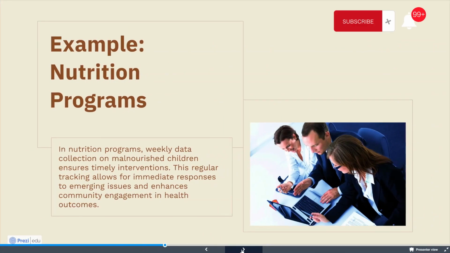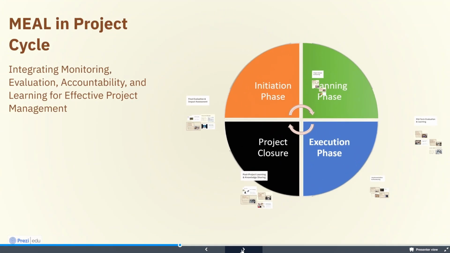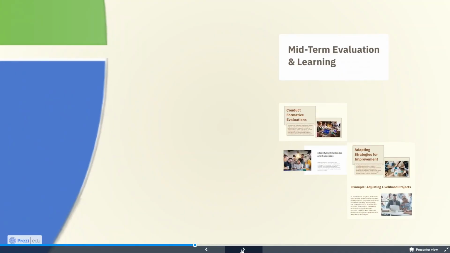For example, looking at the nutrition program. In nutrition programs, weekly data collection on malnourished children ensures timely interventions. This regular tracking allows for immediate responses to emerging issues and enhances community engagement in health outcomes. Midterm evaluation and learning is very critical for effective project monitoring and tracking.